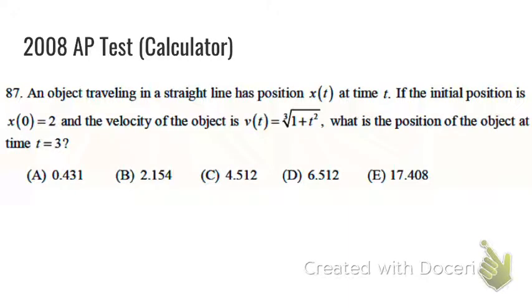All right. Again, another calculator question. It says, an object traveling in a straight line has the position x of t at time t. If the initial position is x sub 0 equals 2, and the velocity of the object is v of t equals this whole thing, what is the position of the object at t equals 3?